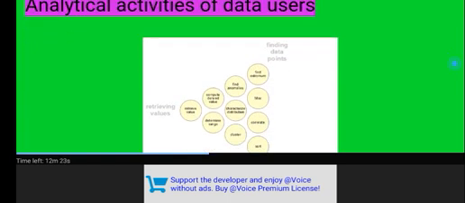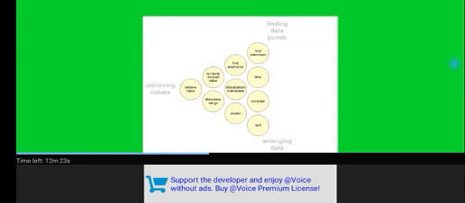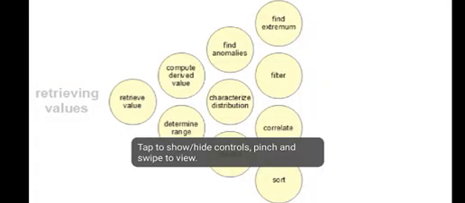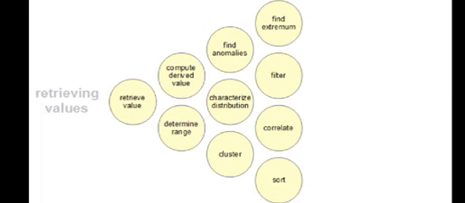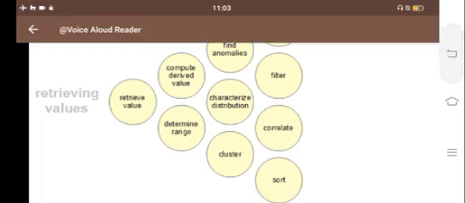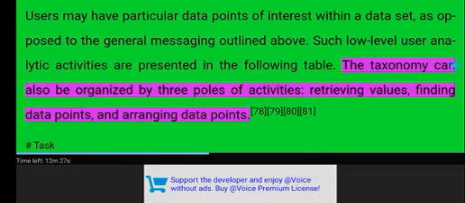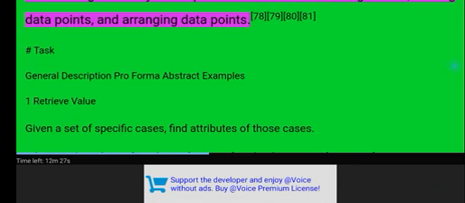Analytic activities of data visualization users. Users may have particular data points of interest within a dataset, as opposed to the general messaging outlined above. Such low-level user analytic activities are presented in the following table. The tasks can also be organized by three poles of activities: retrieving values, finding data points, and arranging data points.